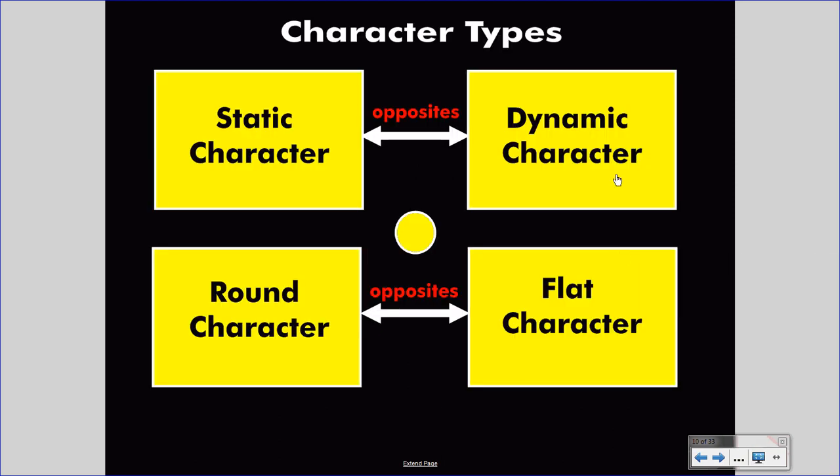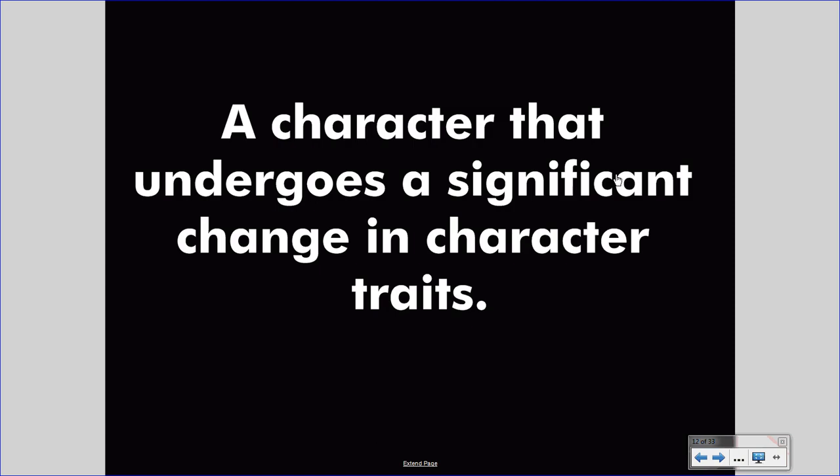The opposite of the static character is the dynamic character. And of course, this is a character that undergoes a significant change in character traits. They move from a character trait to usually its opposite. However, not necessarily. All you must understand is that this character changes in some significant way. They are a different person at the end of the story than they were at the beginning of the story.